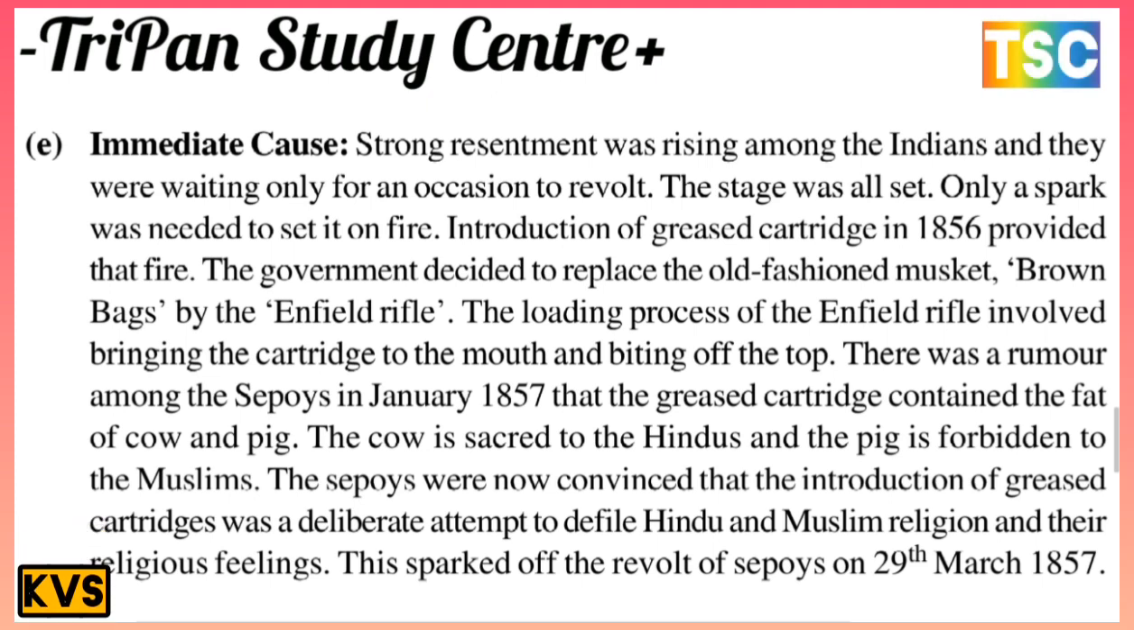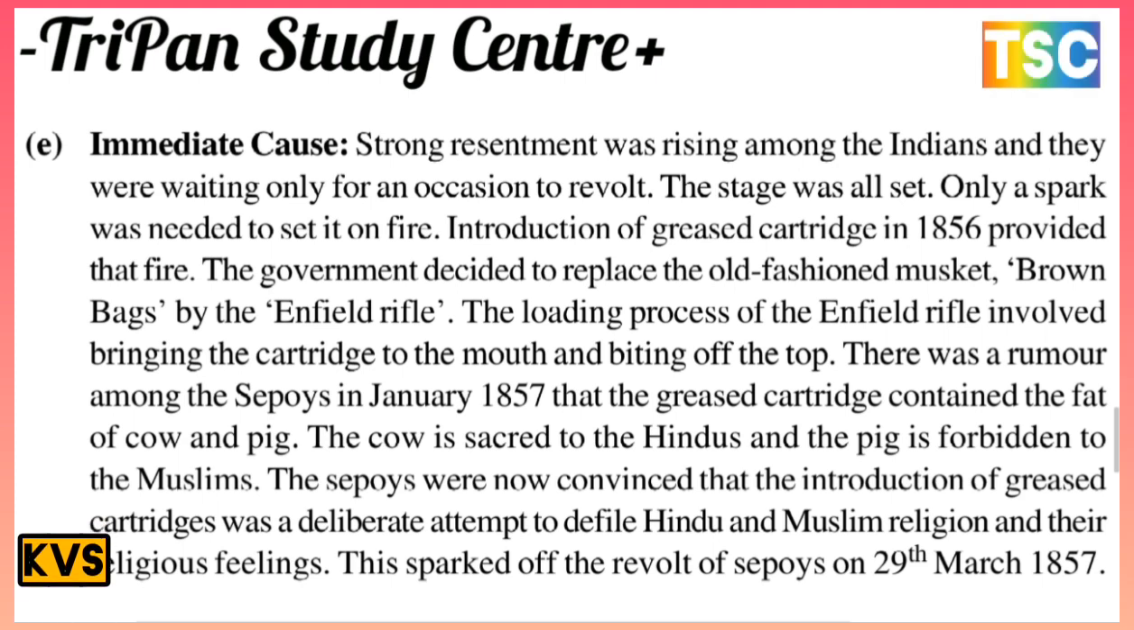The government decided to replace the old-fashioned musket, Brown Bess, with the Enfield rifle. The loading process of the Enfield rifle involved bringing the cartridge to the mouth and biting off the top. There was a rumor among the sepoys in January 1857 that the greased cartridges contained the fat of cow and pig.